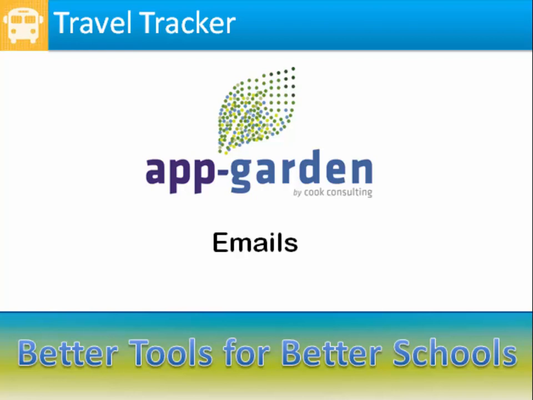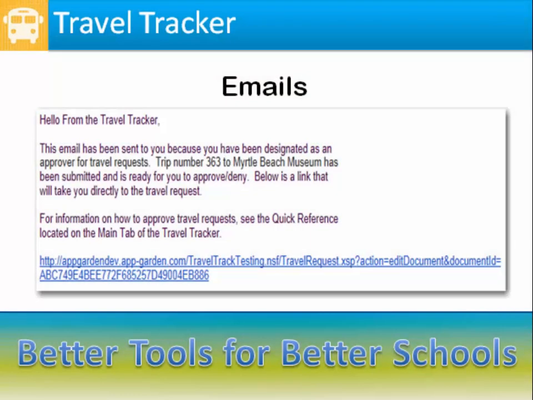Approvers receive an email when a trip has been scheduled that requires their approval. They will also receive an email when a trip has been rescheduled or canceled. Vehicle owners will receive an email when a trip has been approved and needs a vehicle assigned. Child Nutrition receives an email to inform them that children will be away from school during the lunch hour and if bag lunches are required.